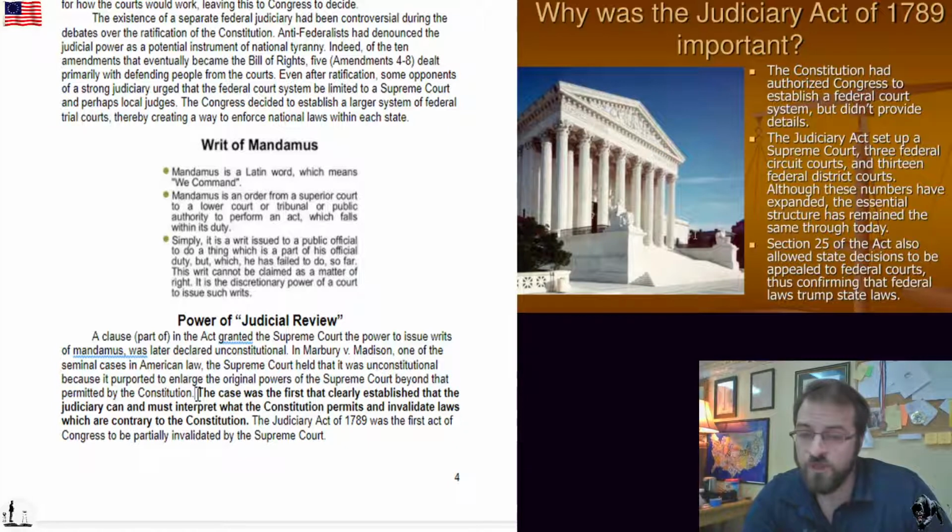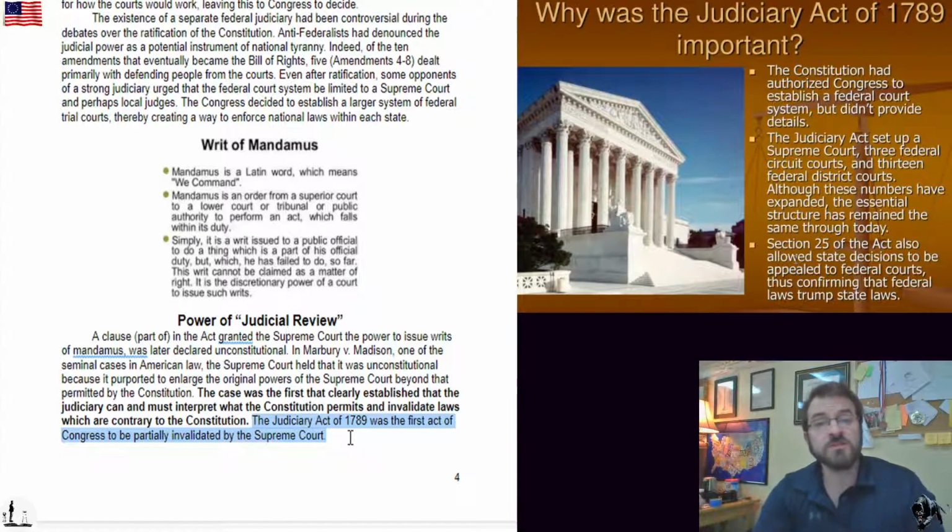This next part is very important. The case was the first that clearly established that the judiciary, the system of courts, can and must interpret what the Constitution permits and invalidate laws which are contrary to the Constitution. The Judiciary Act of 1789 was the first act of Congress to be partially invalidated by the Supreme Court.